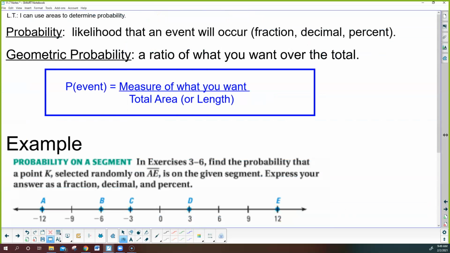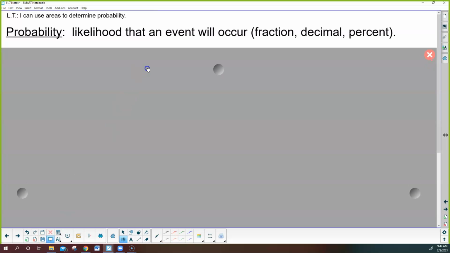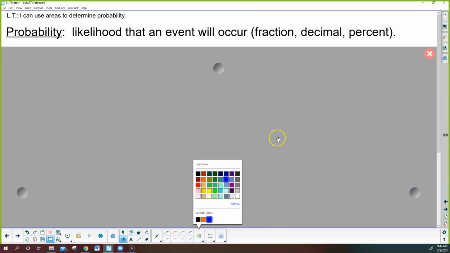So it's up to you if you want to write this part right here, but we're going to define probability as the likelihood that an event will occur. Now, do keep in mind that we can express a probability as a fraction, decimal, or percent, and we do expect that you're fairly confident in those answers in terms of how you represent them.